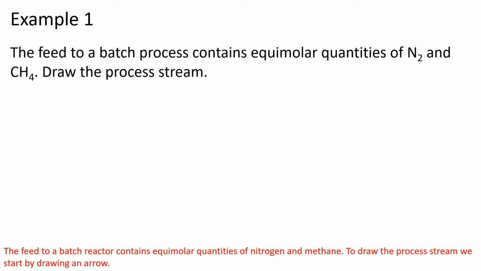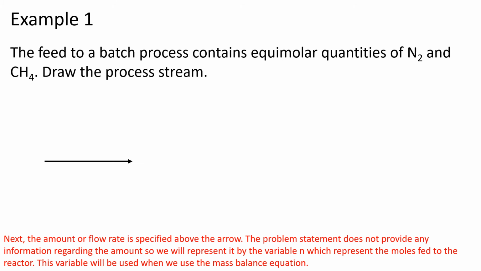The feed to a batch reactor contains equal molar quantities of nitrogen and methane. To draw the process stream, we start by drawing an arrow. Next, the amount or flow rate is specified above the arrow. The problem statement does not provide any information regarding the amount, so we will represent it by the variable N, which represents the moles fed to the reactor. This variable will be used when we use the mass balance equation.